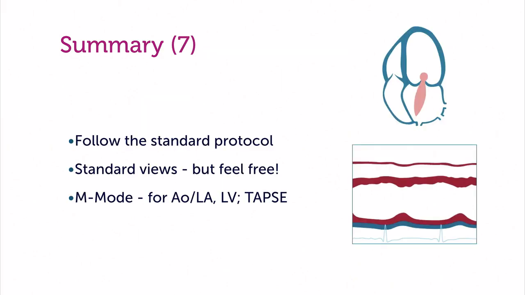The last view that I want to show you here in this summary is the suprasternal view. Here we are looking at the ascending aorta, the aortic arch, and the descending aorta. Ideal view to quantify the size of the aorta, of the aortic arch, and also to look at aortic regurgitation and coarctation.